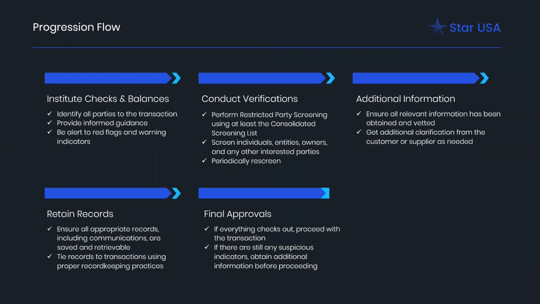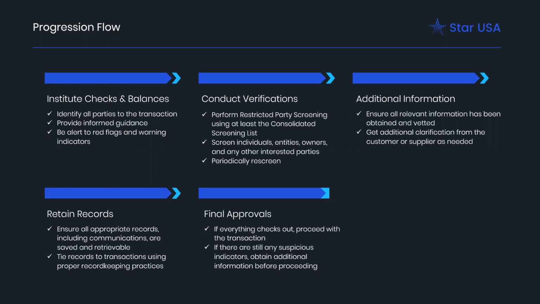We're doing okay. The progression flow, generally speaking, these are the steps to the checks and balances that I think should be in place. You want to make sure that you've identified all the parties to the transaction, provided them the informed guidance that they need in order to execute their responsibilities successfully, and ensure that they are alert to the red flags and warning indicators.